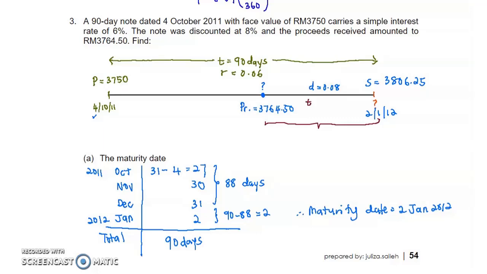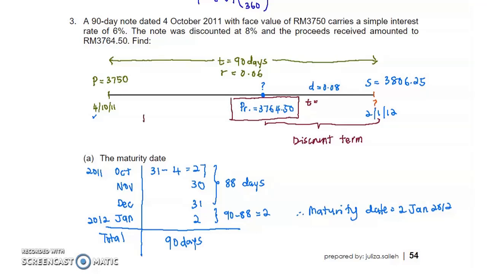Okay, so here how many days? So this is discount term. So how many days? Okay, how to find this discount term, number of days? Okay, since we do not know when is the discounted date, so how to find number of days from here until 2nd January, right? Okay, but now we have info about proceeds.